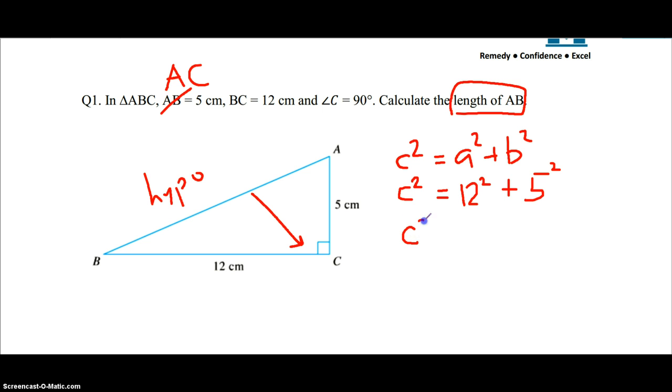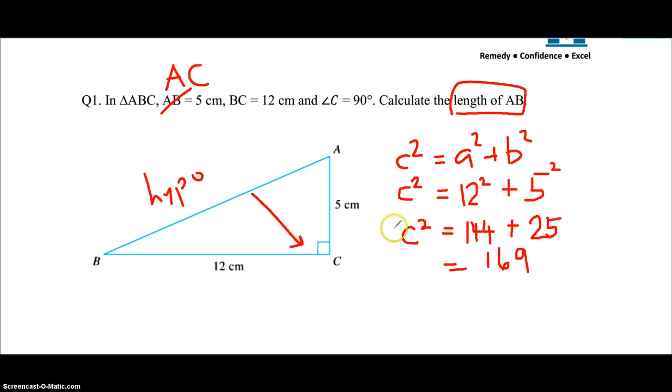So I will then evaluate: c square is equal to 12 square, which is 144, plus 5 square, which is 25, and I will get, what's my answer? 169.